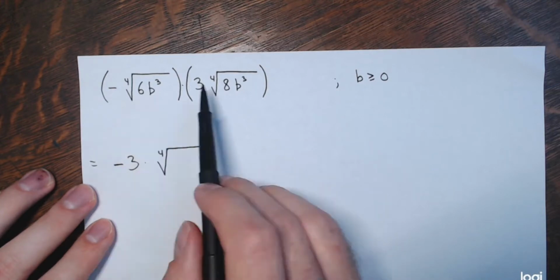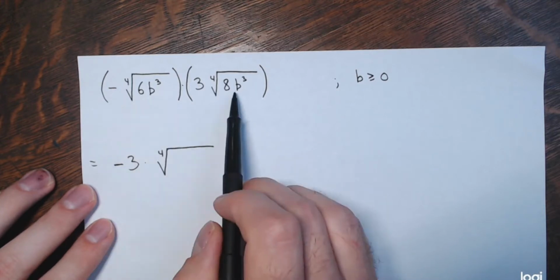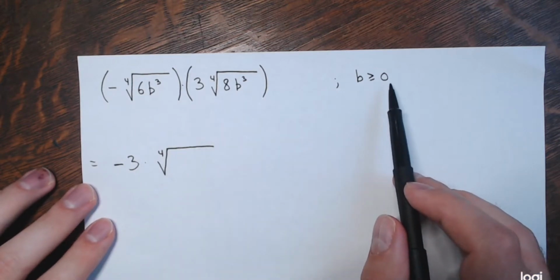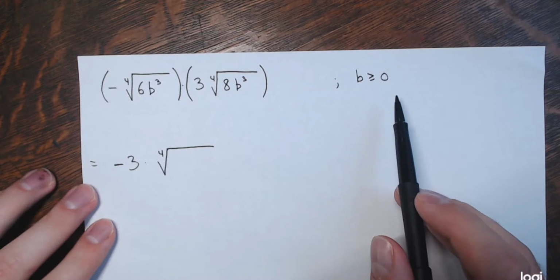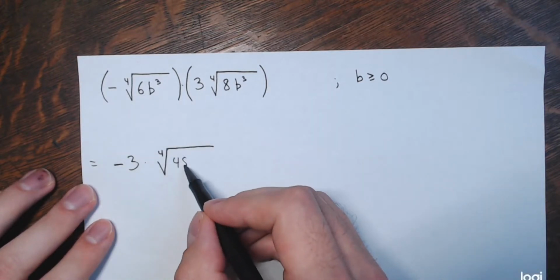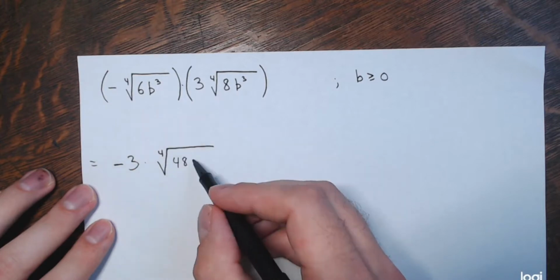And I can multiply these fourth roots together using the product property. And once again, we can do this because b is not a negative number here. These are real. 6 times 8, 48. And then b cubed, b cubed, and b cubed would make b to the 6th.